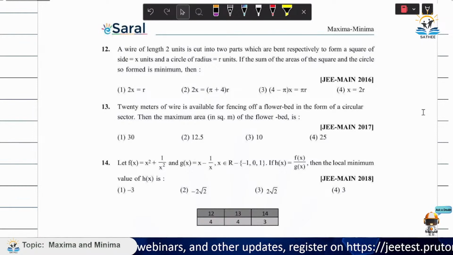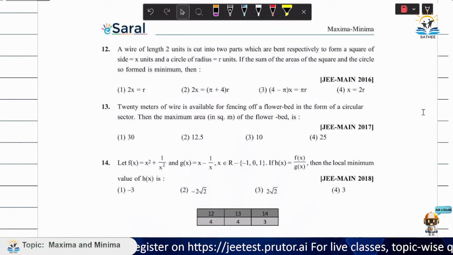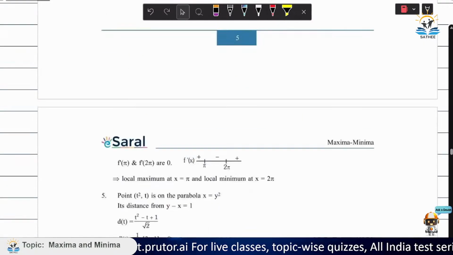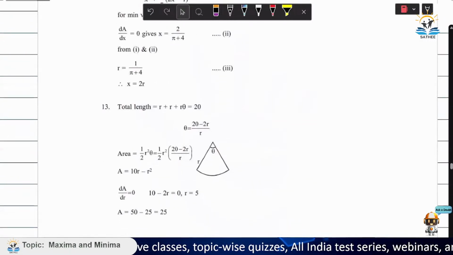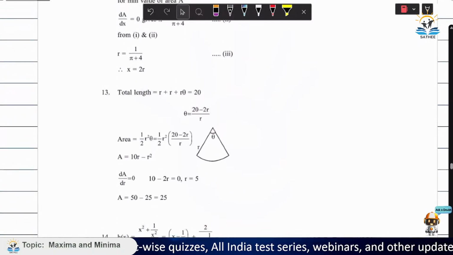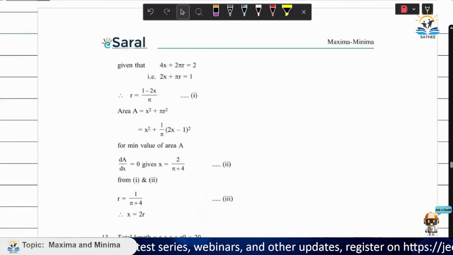20 meters of wire is available for fencing of a flower bed in the form of a circular sector. Then the maximum area of the flower bed is. Okay, so they have given me a sector. So what do we mean by sector here? Yeah, see, sector is different. Sector is this. Right, so we'll solve with sector.